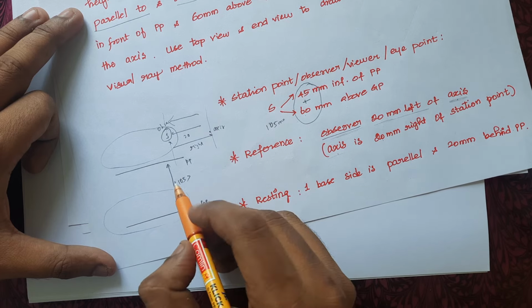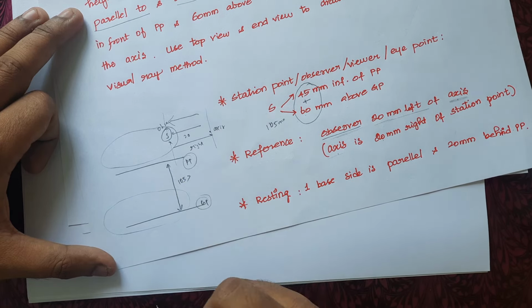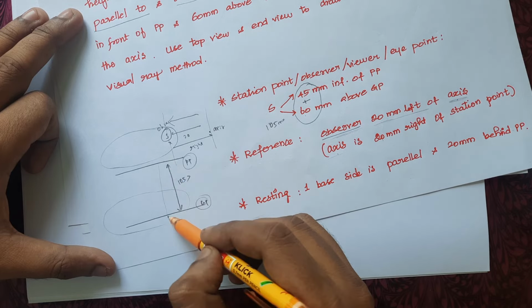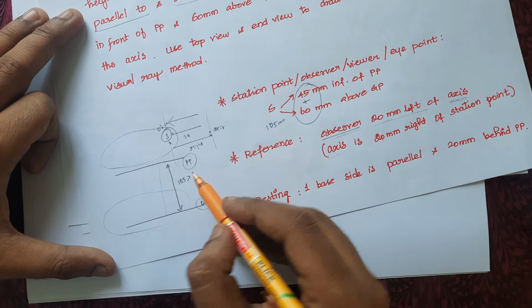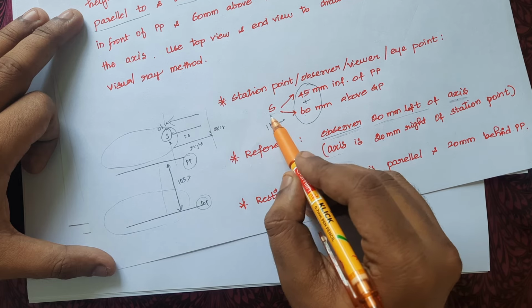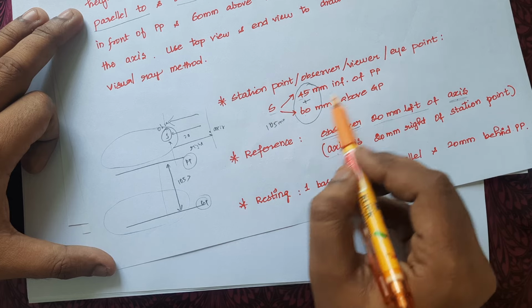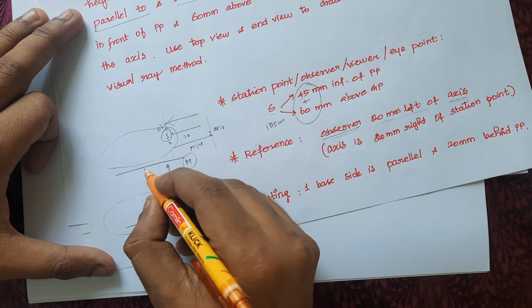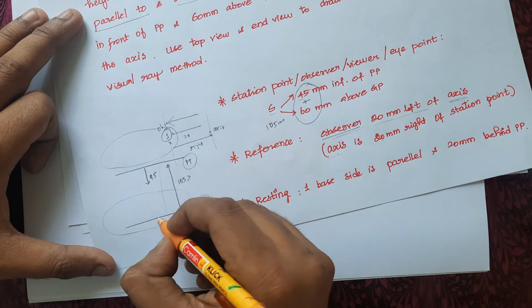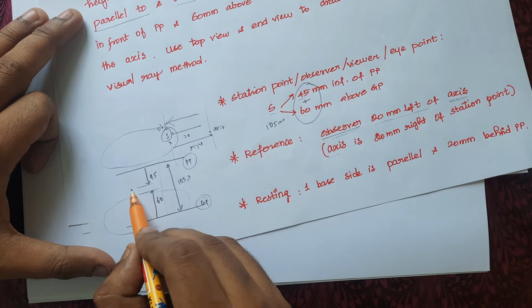So what is happening is, we are going to draw the ground plane and picture plane. The distance between the ground plane and picture plane should be more than the summation of the reference of the station point. The station point is 45 mm from PP, 60 mm from GP. So 45 mm from PP, 60 mm from GP. So there should be some gap.